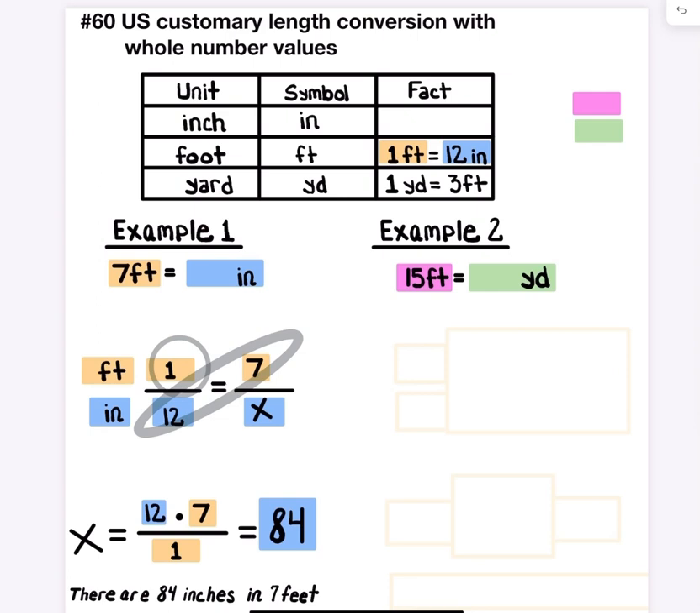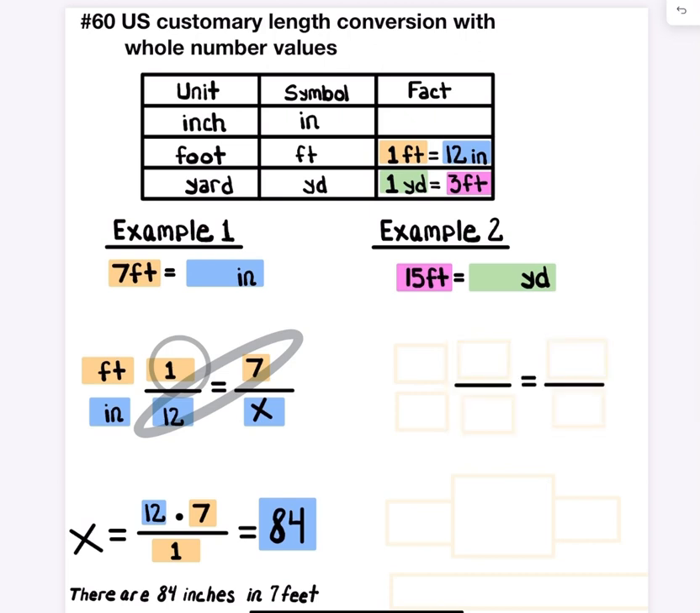In the second example, we'd like to convert 15 feet into yards. So let's look up in our table to find a conversion comparing feet and yards. Notice we have 3 feet is equal to 1 yard. We're going to use that fact to create our first fraction.